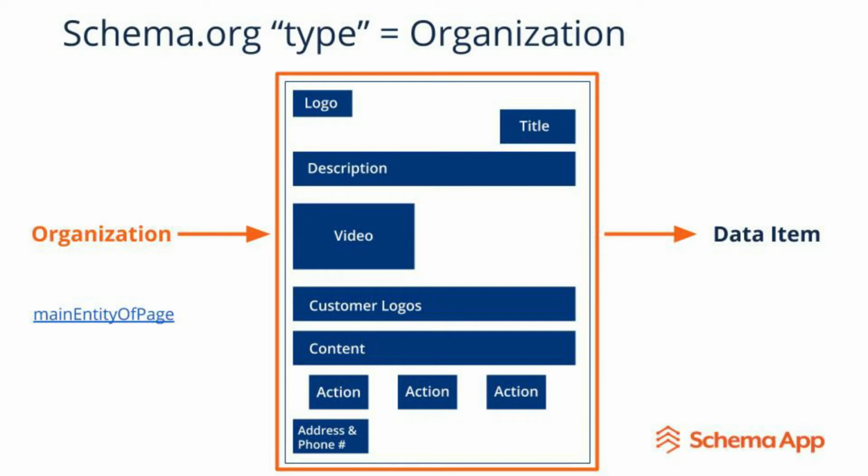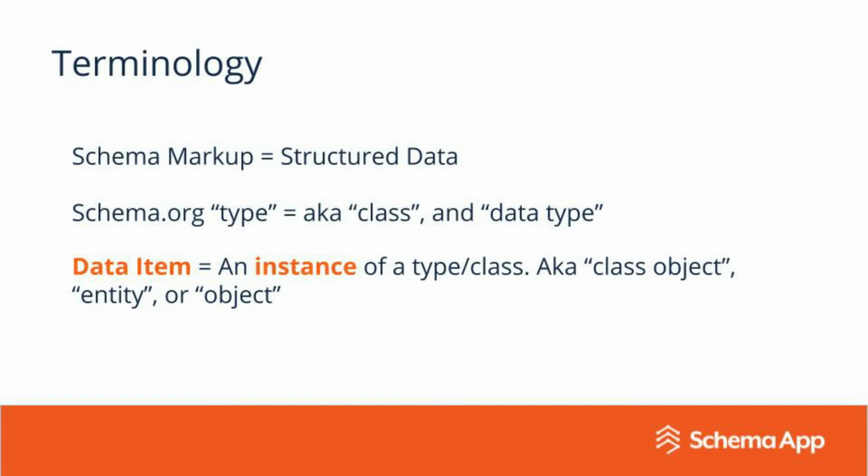After you've selected your Schema.org type, in this case organization, and have started to complete the fields, you're in fact creating a data item. A data item is a specific instance of a type or a class. You might be marking up only one home page, but in other cases you might be creating several different data items for the same Schema.org type.